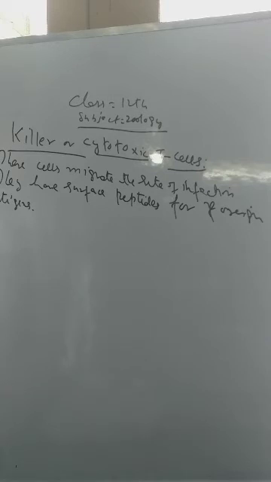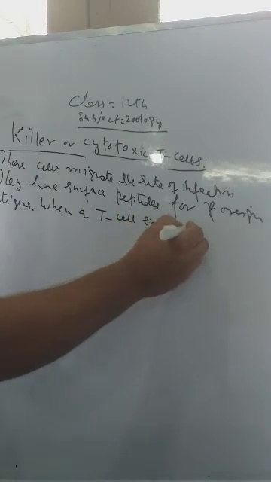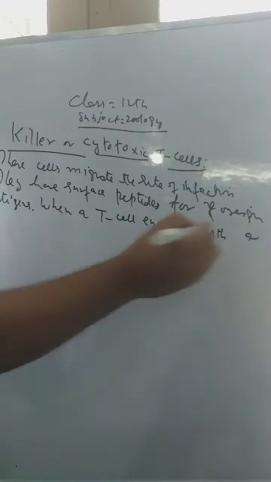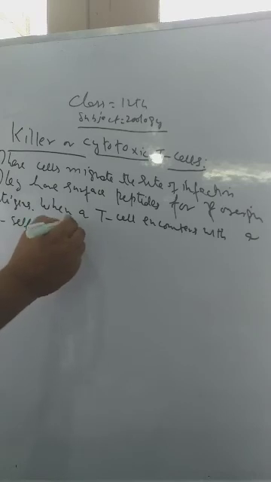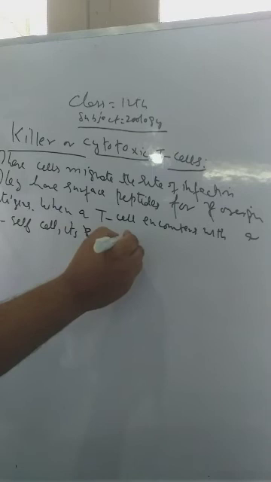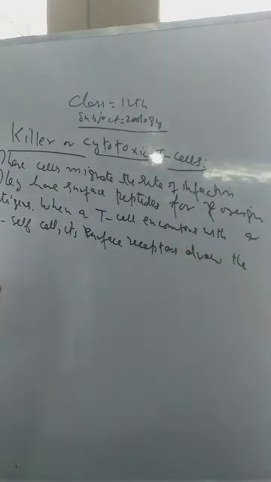And when a T cell encounters a non-self cell, its surface receptors draw the two cells into a physical contact.